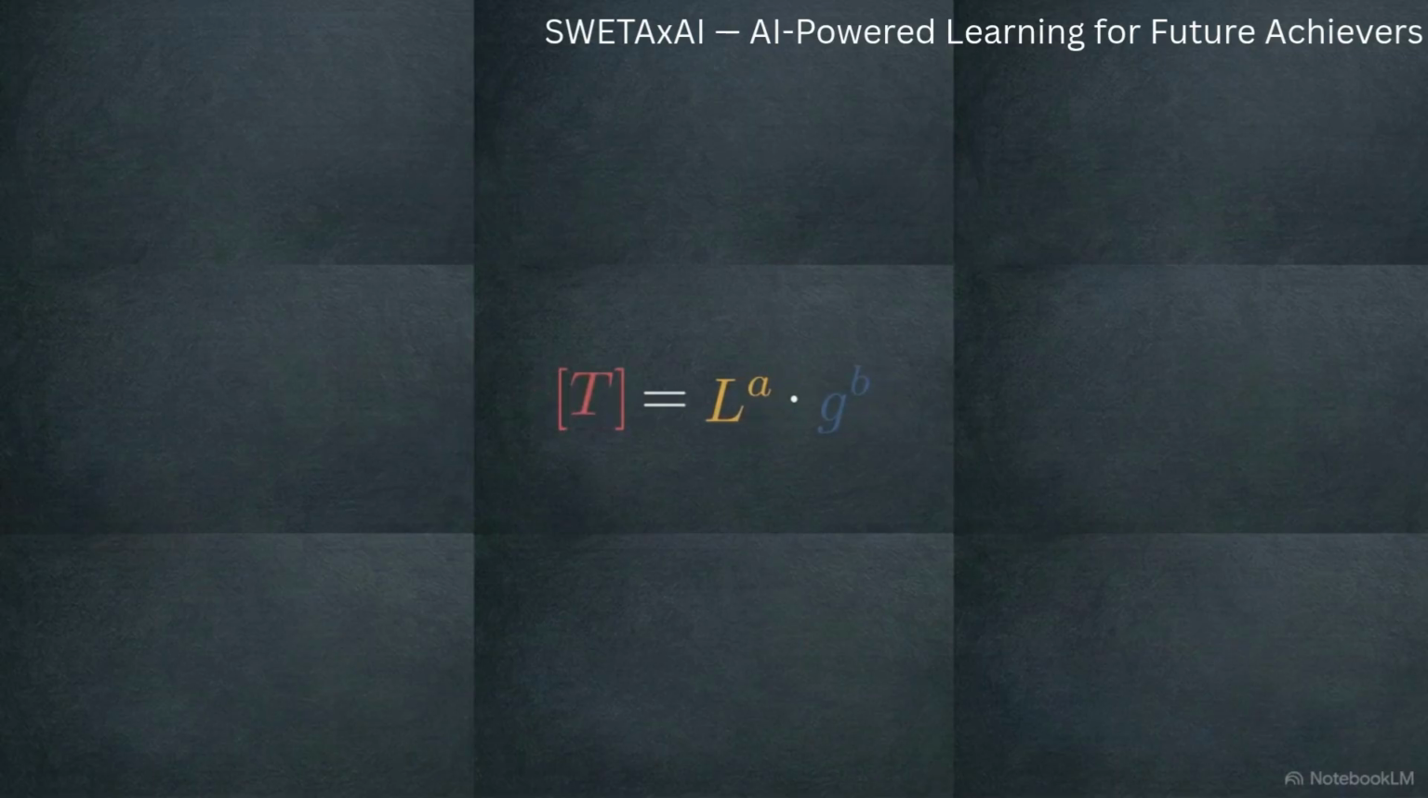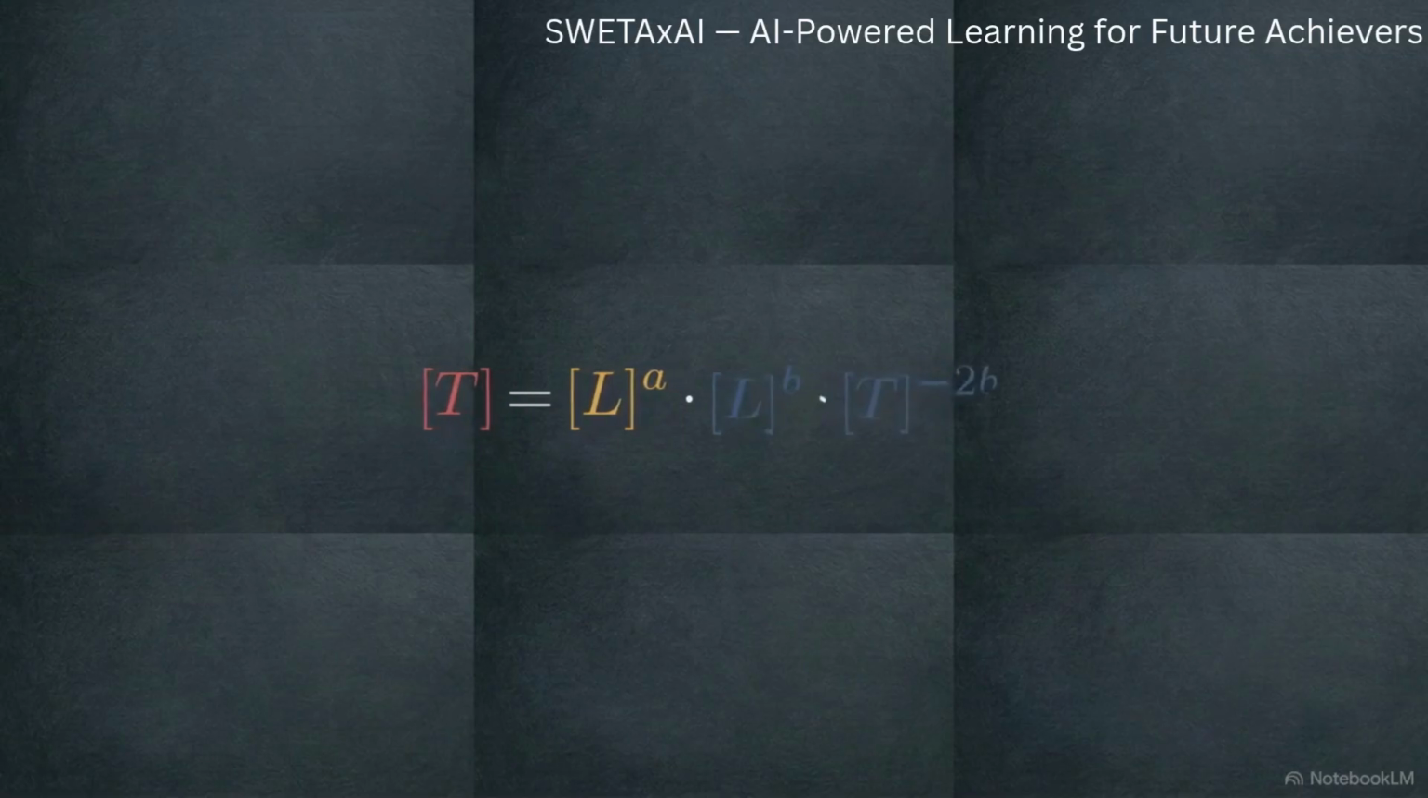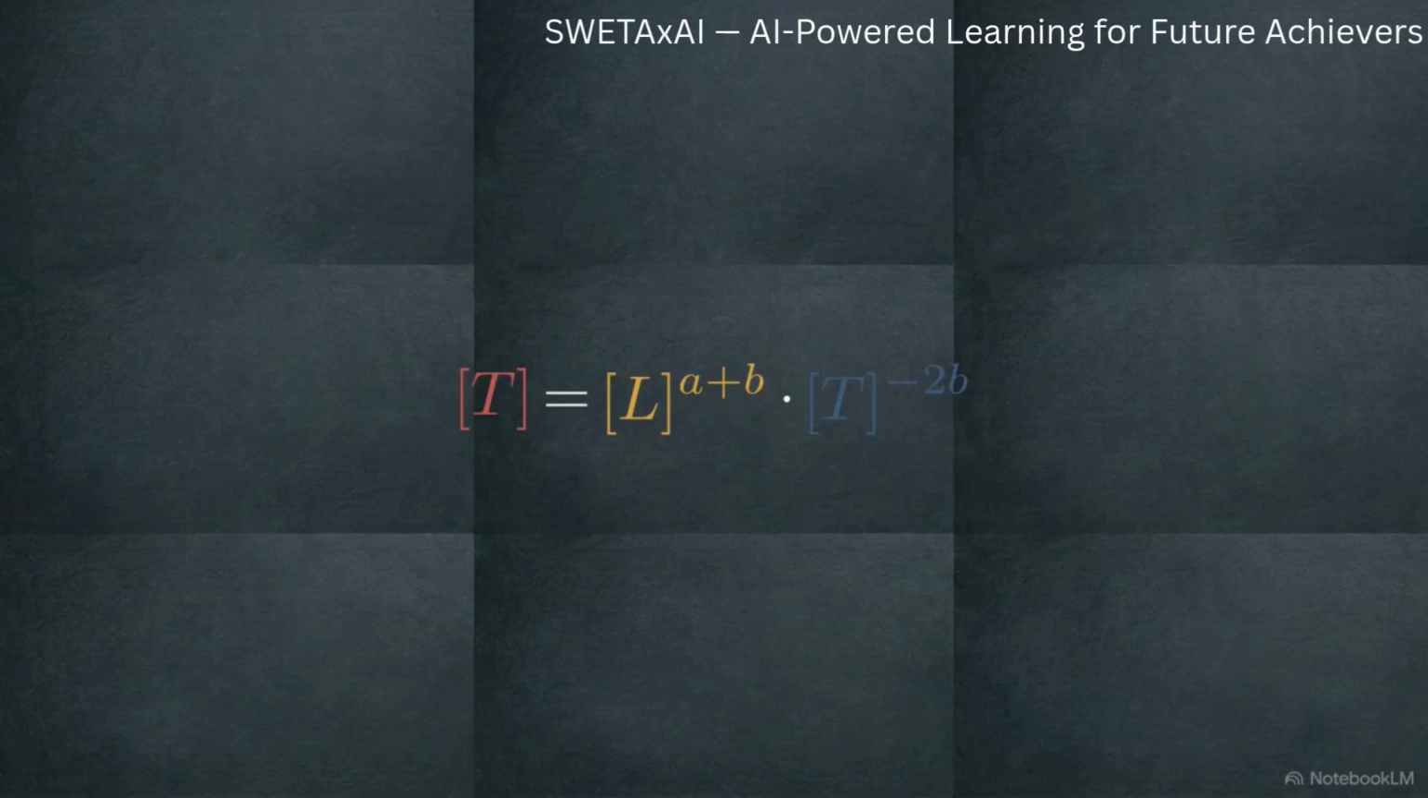Next, we translate these variables into their dimensional brackets. Time is T, length is L, and gravity, being an acceleration, is LT^-2. We then distribute the b exponent across both the length and time components of gravity. Combining the length terms allows us to consolidate the right-hand side into a single expression.